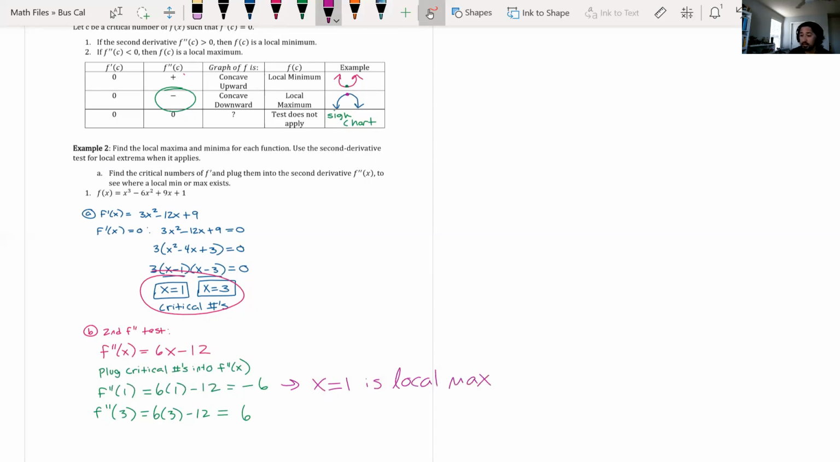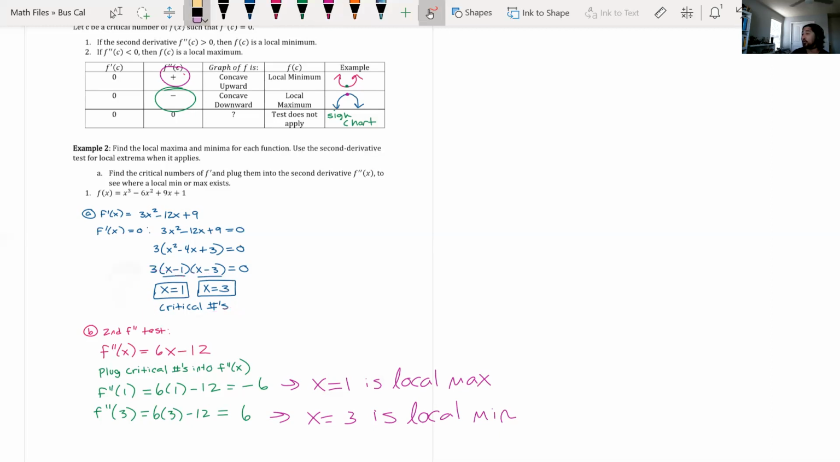Okay, and then for 3, we see that the second derivative is positive. So this will follow the first row of that chart above. Since the second derivative is positive, we're concave up, which creates a local minimum. So this means that x equals 3 is a local minimum. And there we go. And we have avoided a sign chart.